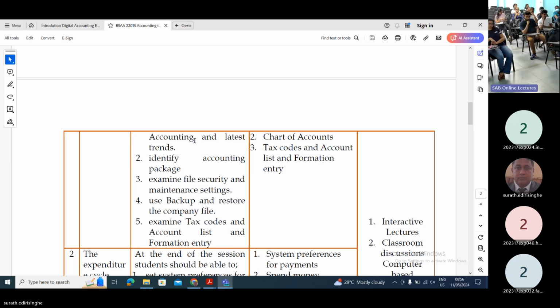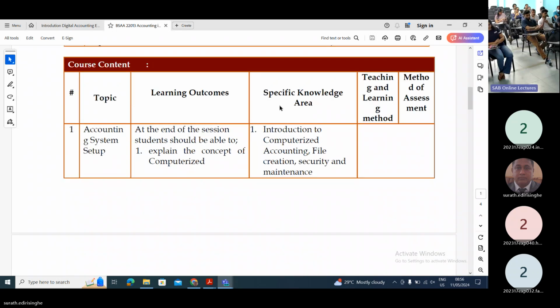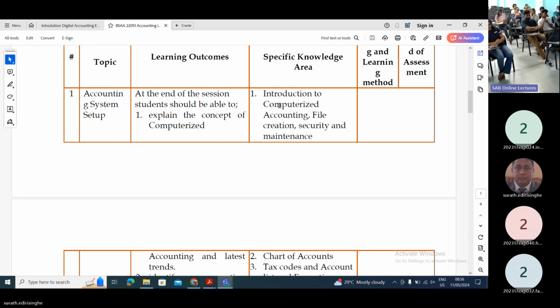Number 2, identify accounting packages. What are the accounting packages available in the world and in Sri Lanka? Examine the file security and maintenance settings. The backup part will not be discussed today. In future, we will discuss the backup part. And tax code will also be discussed later. These are the learning outcomes and these are the knowledge areas. Creation of chart of account, tax code setup, and formation of entries like this.